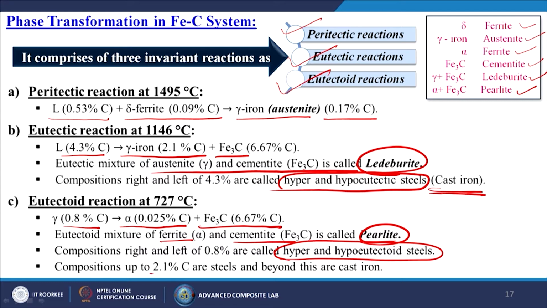Compositions up to 2.1% C are steels, and beyond these are cast iron. So, simply by the presence of carbon with temperature, we can get different materials like stainless steel, cast iron, and mild steel. So, this can be achievable. Now, we are going into the details about the microstructures.